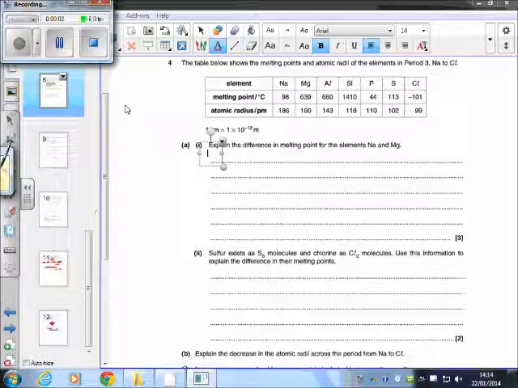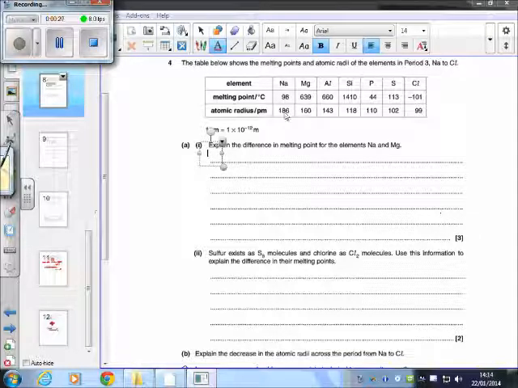So question 4. The table below shows the melting points and atomic radii of elements in period 3, sodium to chlorine. So Part A. Explain the difference in melting point for the elements sodium and magnesium. So we've got sodium here is 98 degrees and we've got magnesium as 639 degrees, and this is a 3-mark question, so you need to have 3 points.